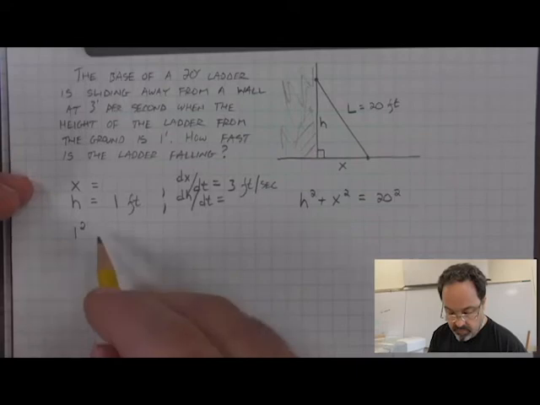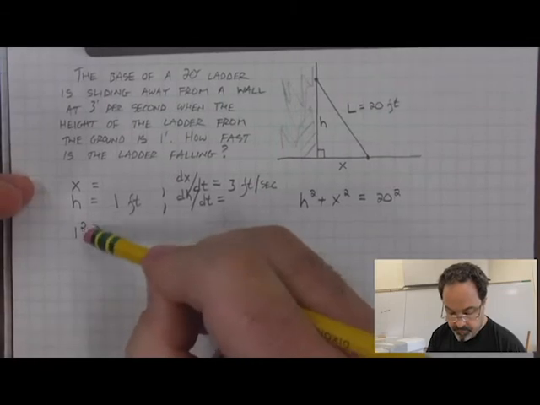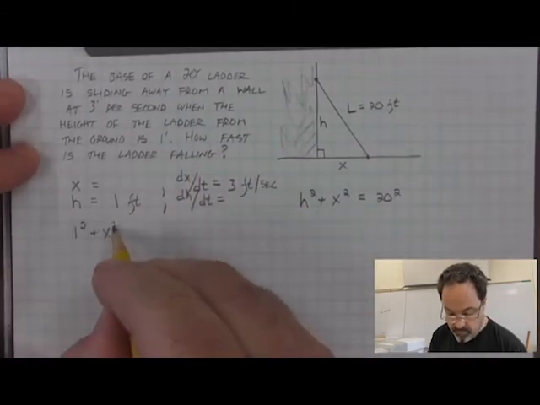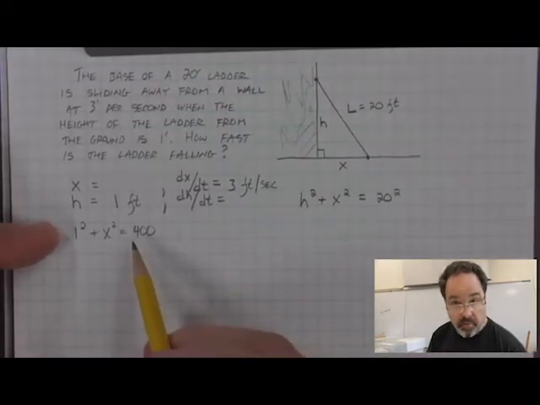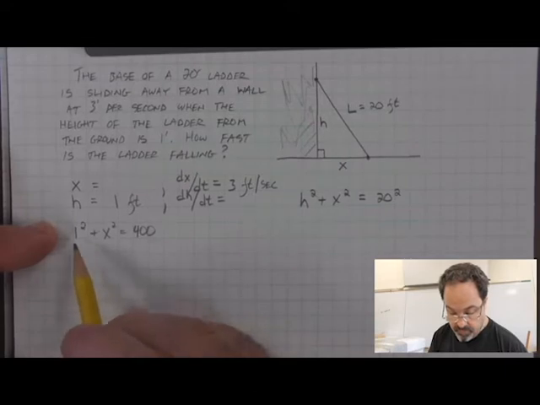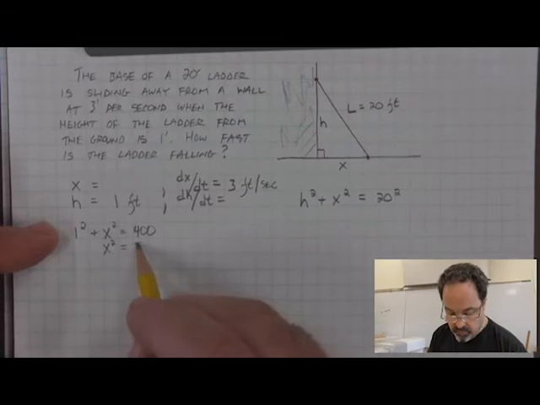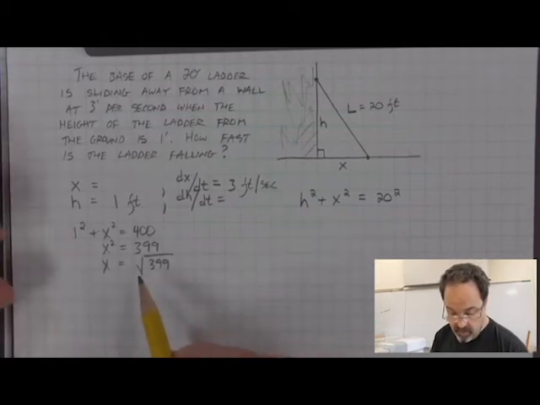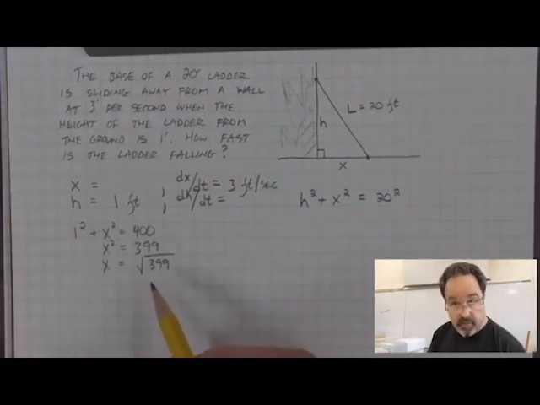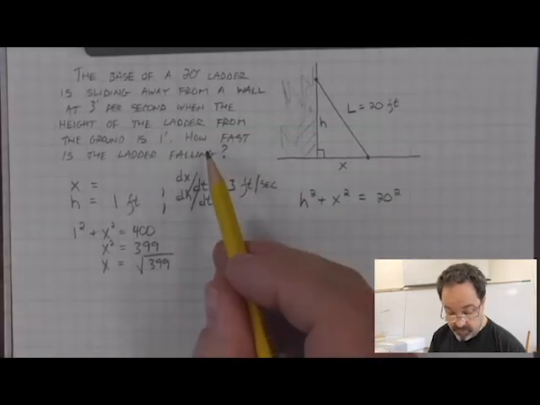I could use that equation, plug in or substitute in 1 for h, and square 20 to get the value 400 and solve for x. When I do, I'm going to subtract 1 squared from both sides so that x squared is equal to 399, and get x by itself to be both, because we're doing a square, the positive and negative of a radical 399. But let's make sense of this in the context of the problem.